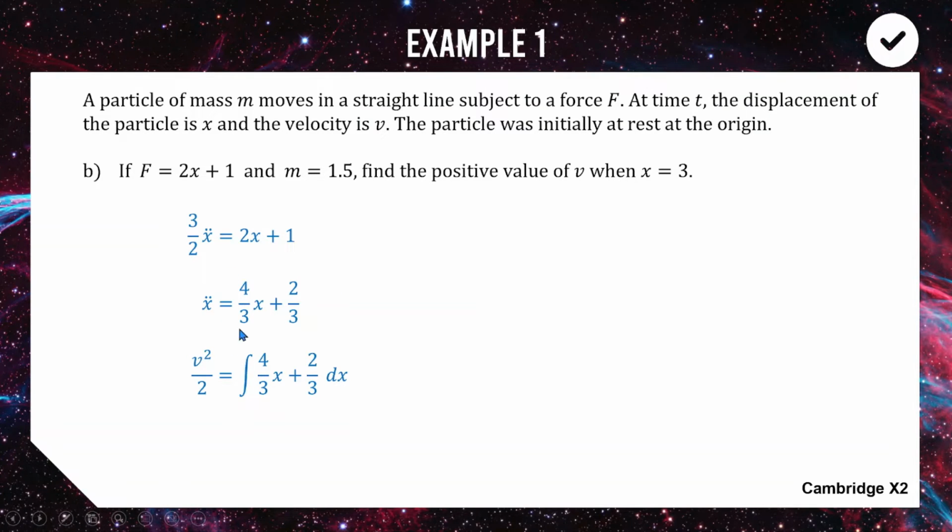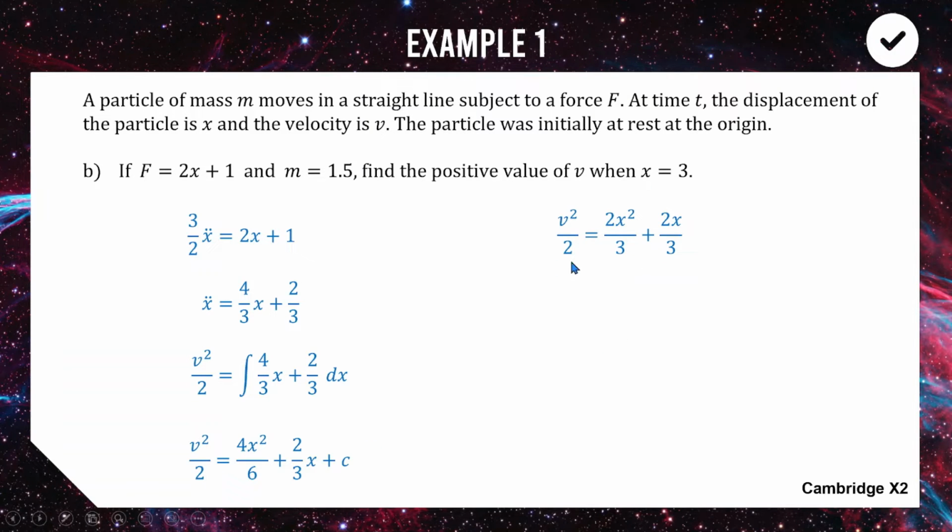Okay, we're going to integrate the right-hand side with respect to x, and so we're going to get 4x squared on 6 plus 2/3 x plus a constant. Let's figure out the constant. Our conditions are still the same. v is 0 when x is 0. So we get 0 equals 0 plus 0 plus constant. So once again, the constant is just nothing for this example.